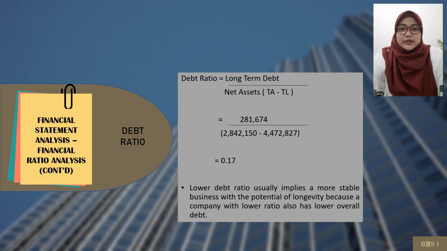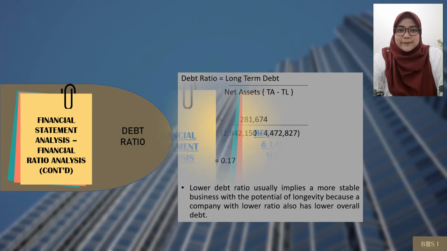The last ratio is debt ratio. Debt ratio is a financial ratio that indicates the percentage of a company's assets that are provided via debt. Debt ratio is calculated by dividing long-term debt by net assets. As we can see, Besico has a debt ratio of 0.17. A lower debt ratio usually implies a more stable business with the potential of longevity, because a company with a lower ratio also has a lower overall debt.